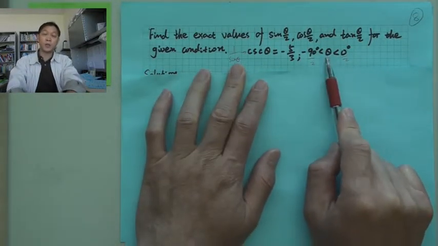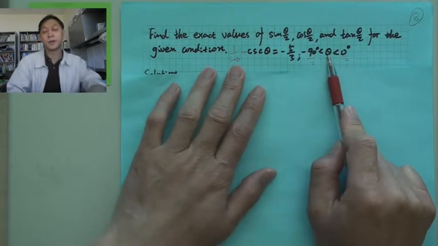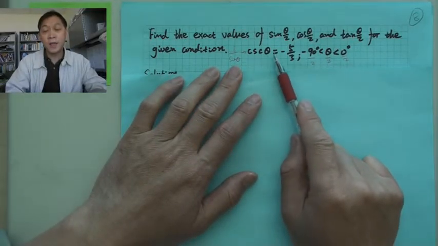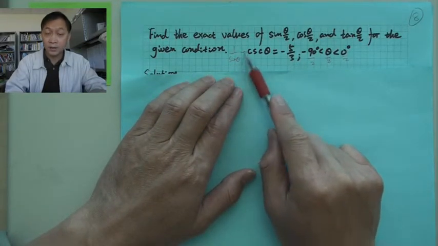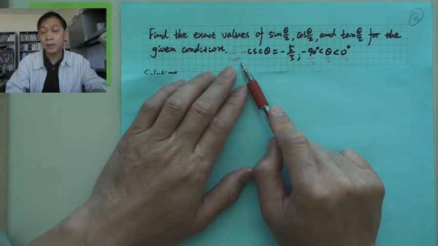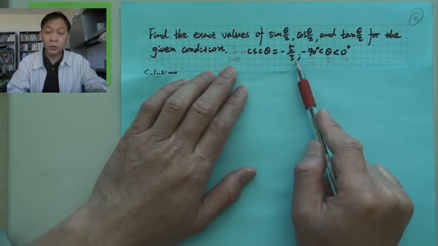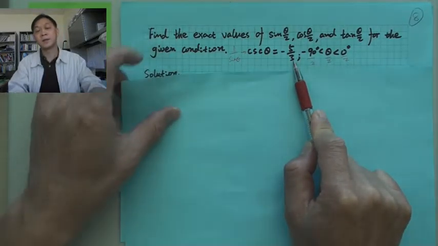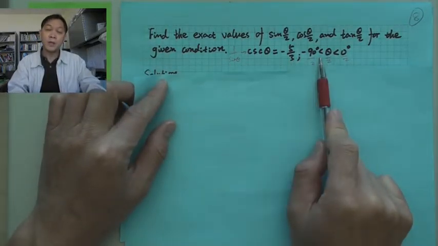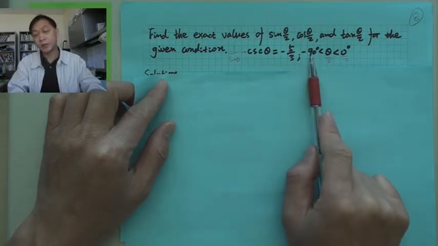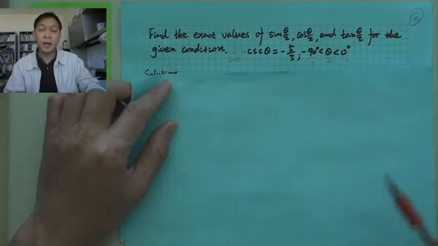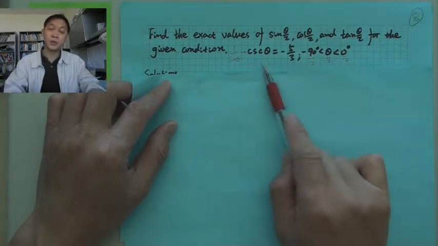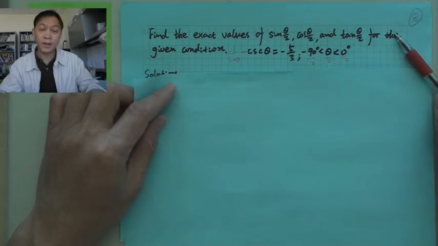This tells us theta is in quadrant 4. And then cosecant theta is negative 5 over 3. Cosecant is the reciprocal of sine, so 1 over sine theta is negative 5 over 3. Remember, there are 2 steps, or you may say 3 steps, it's up to you, to figure out sine, cosine, tangent from these 2 conditions. Now let's figure that out.